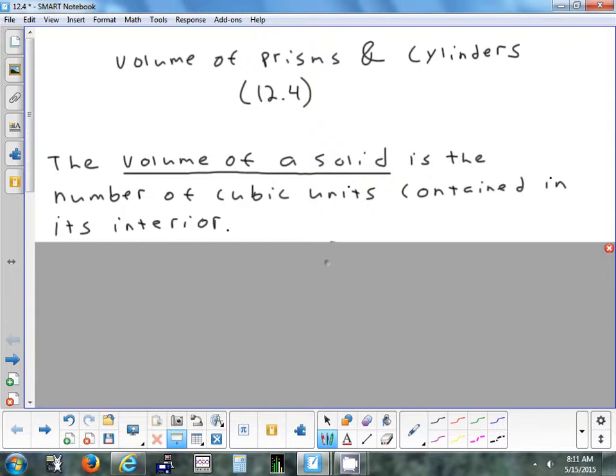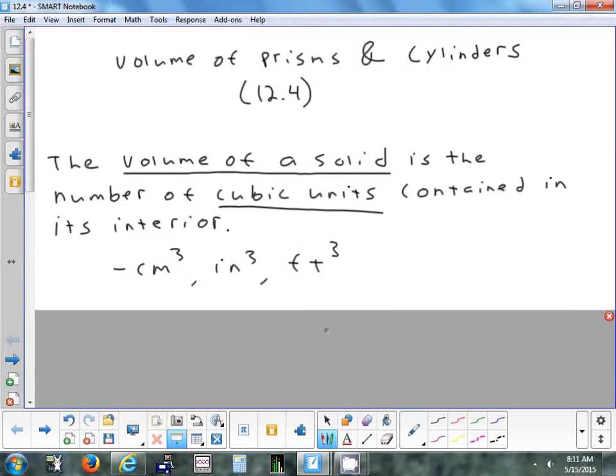The volume of a solid, the way we're going to measure it, is the number of cubic units, cubic feet, cubic inches, that fit inside the shape. Here are some examples of units you might see in this class: cubic centimeters, cubic inches, and cubic feet. Some people say feet cubed. You could say it that way, but usually you say cubic feet.